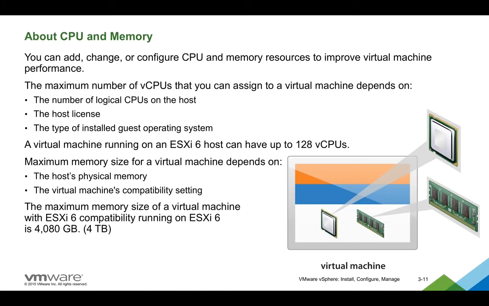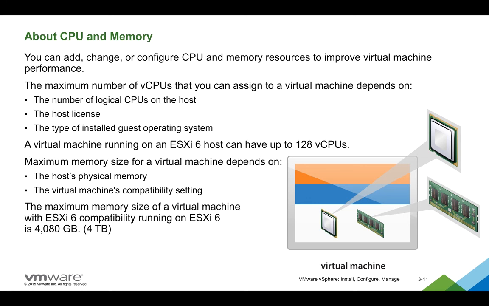Let's talk a moment about the CPU and memory. So you can add, change, or configure your CPU and memory resources. This will improve your virtual machine performance typically. The maximum number of virtual CPUs that you can assign to a virtual machine will really depend upon the number of logical CPUs on the host, the host operating system license, and the type of installed guest operating system. So if you've got, let's say, a version of Windows Server that only supports 4 logical CPUs, then there's no point in adding more logical CPUs than that because your operating system will ignore the additional CPUs.